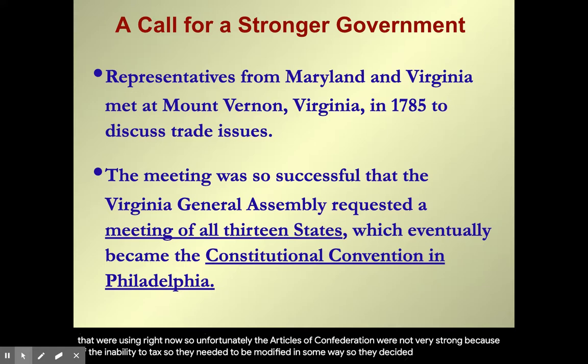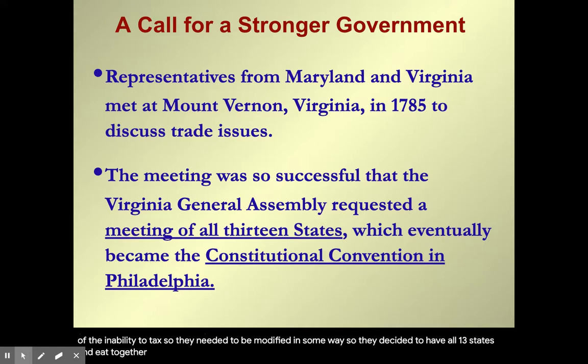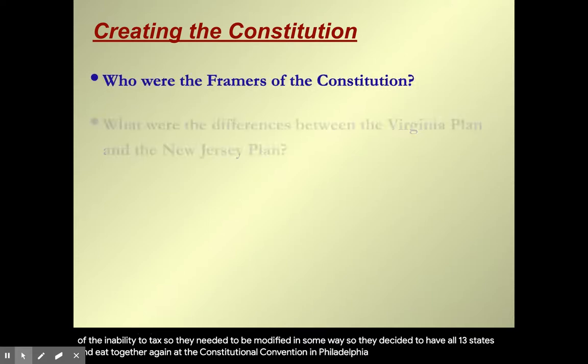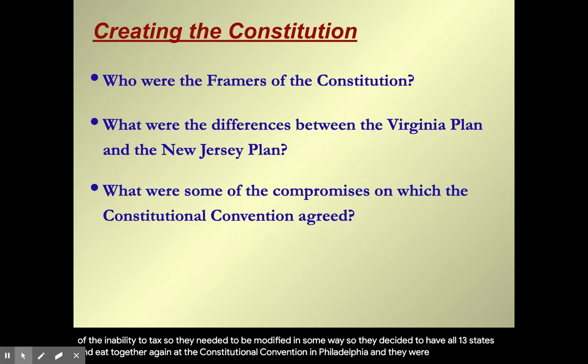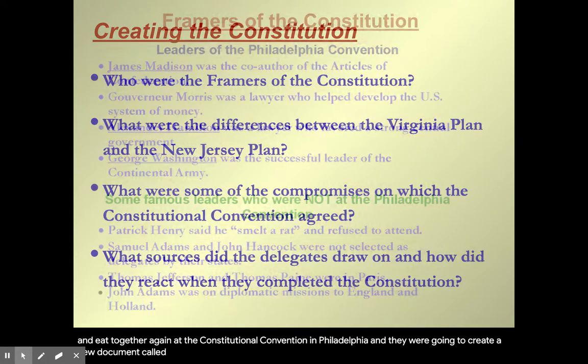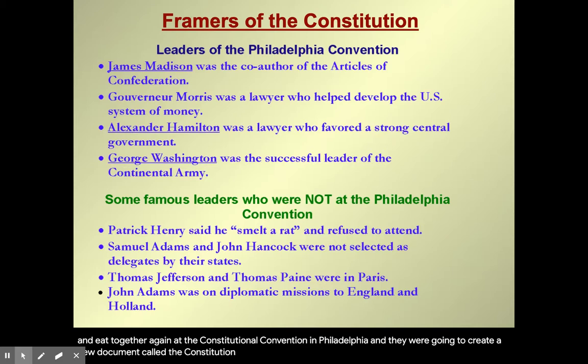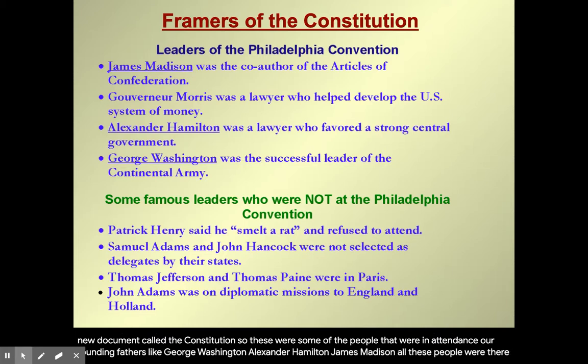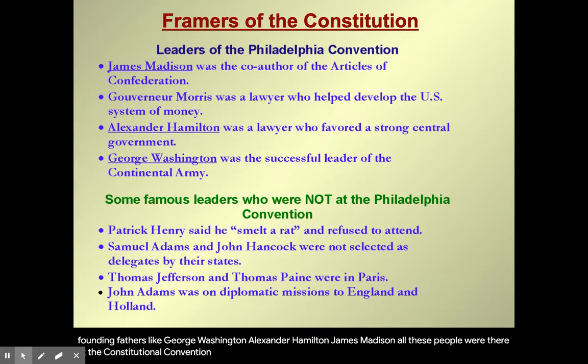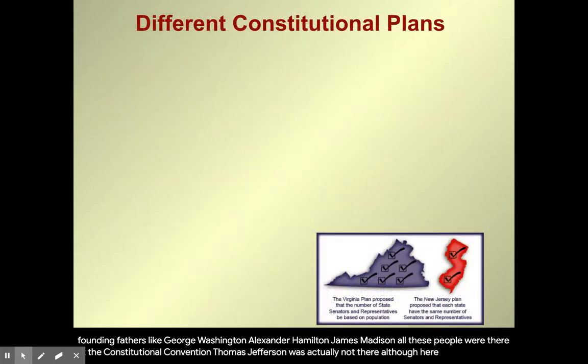So they decided to have all 13 states meet together again at the Constitutional Convention in Philadelphia. And they were going to create a new document called the Constitution. These were some of the people that were in attendance, our founding fathers like George Washington, Alexander Hamilton, James Madison. All these people were there at the Constitutional Convention. Thomas Jefferson was actually not there, although he wrote the Declaration of Independence.